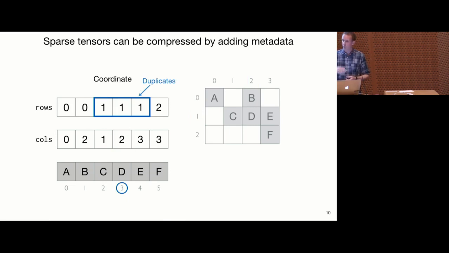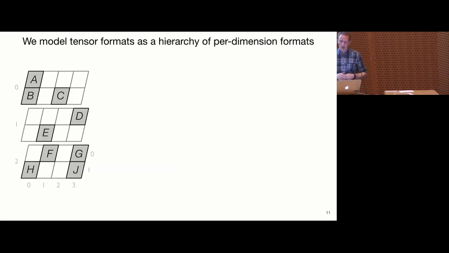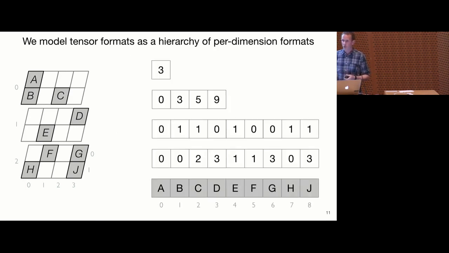And this format also has another limitation, which is that it stores duplicate information in the top array. So we can compress that out, and instead of storing all the row coordinates, we can just store for each row which column coordinates are on that row. And this is called the compressed sparse row format. And that's maybe the most common matrix format in the literature. So we can also start to think about how we can store higher order tensors, 3-tensors, 4-tensors, and so forth. And here are some arrays that encode the coordinates of this 3-tensor.